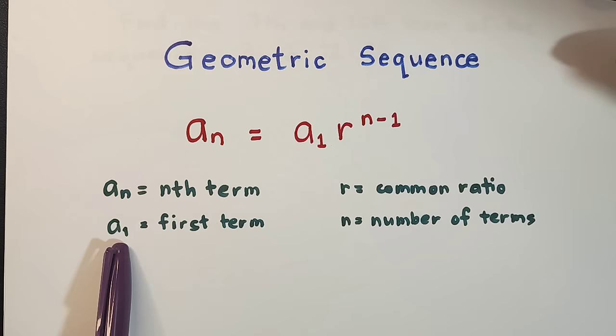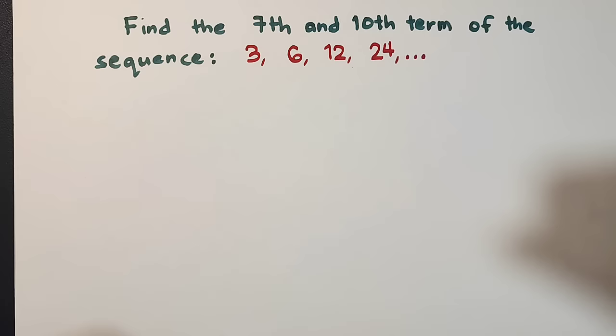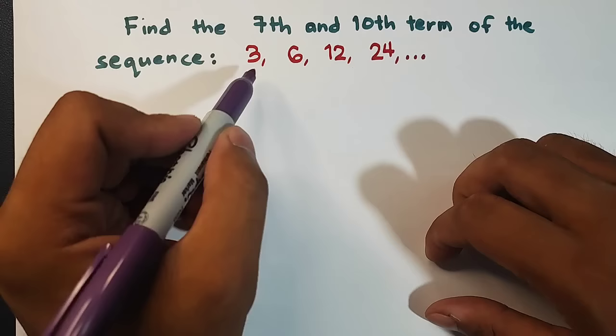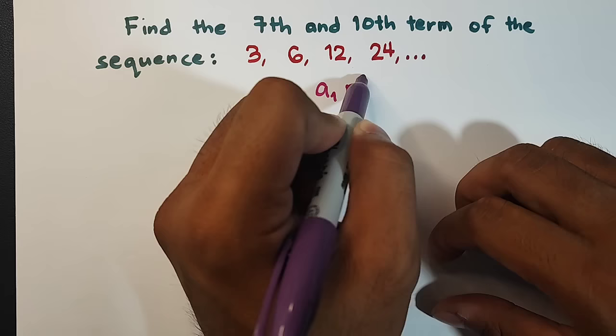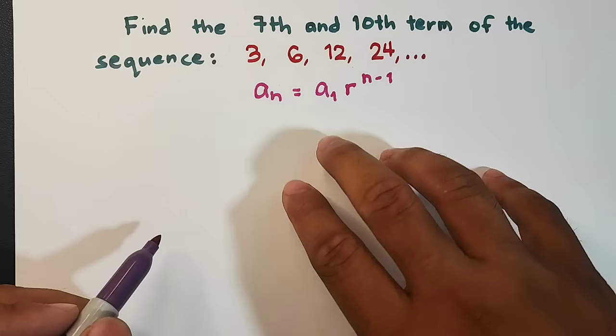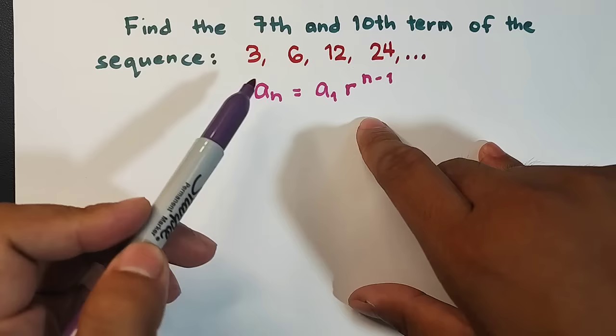So what we have here, as you can see, we have this problem. Find the 7th and the 10th term of the sequence 3, 6, 12, and 24. So let me rewrite the given formula. A sub n is equal to your a sub 1 times r raised to n minus 1. Basically, guys, before performing this formula, we need to find first the value of each variable in this given sequence.